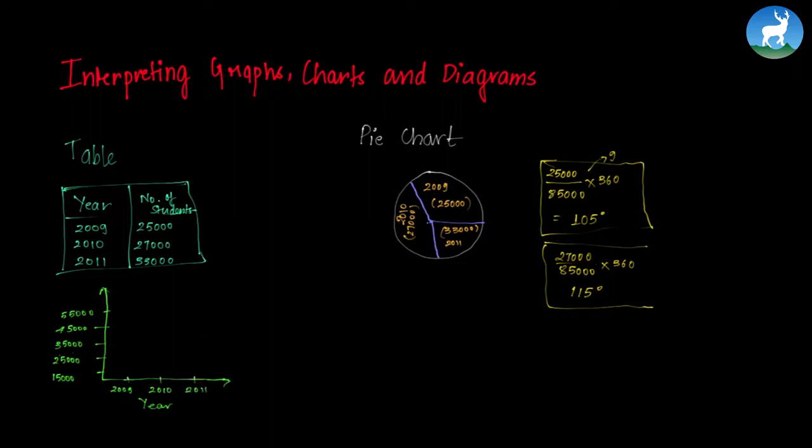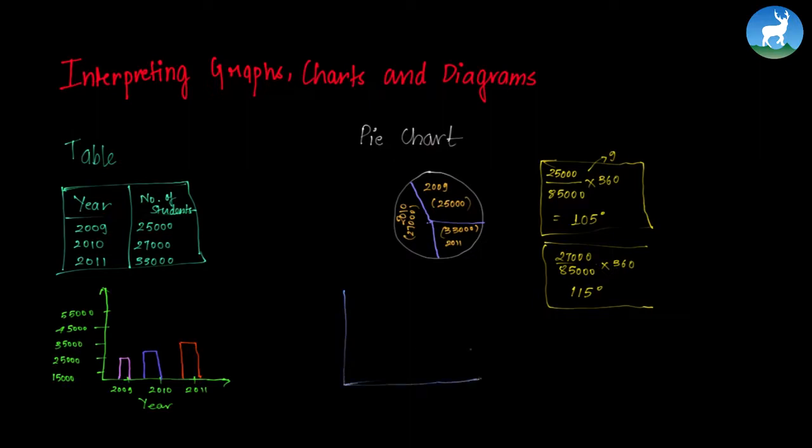So we make a bar diagram, a rectangular bar for 2009, and we have 25,000. Let's try to make it exact. It's 25,000 for 2009. For 2010, we have 27,000, so it's slightly higher or larger than 2009. And then for 2011, we have 33,000, which is again slightly higher. So now this is a bar diagram, and we will now look at a line graph.